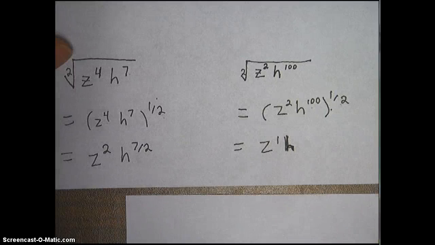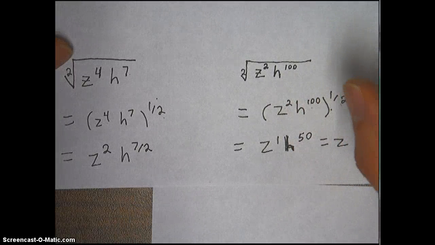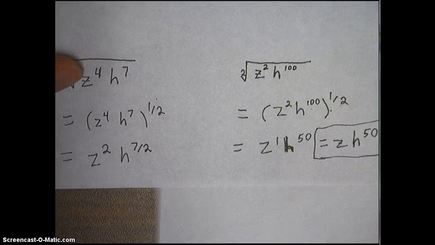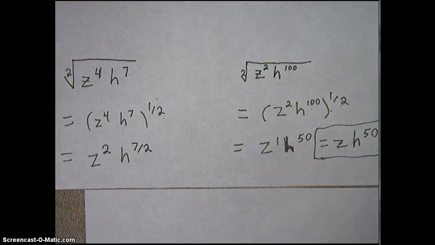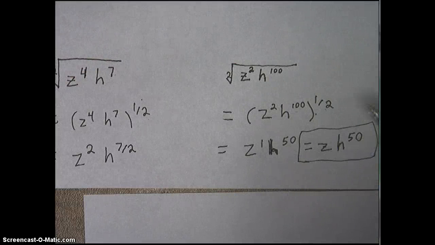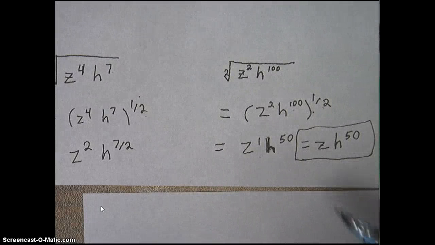100 times a half. Half of 100 is 50. So that's just z times h to the 50th power. That's the final answer. That's as reduced as it gets. Because we don't always write the exponent of 1. We usually don't write the exponent of 1. We usually just leave it off. It's not incorrect if you write z to the first power, but we usually leave it off.